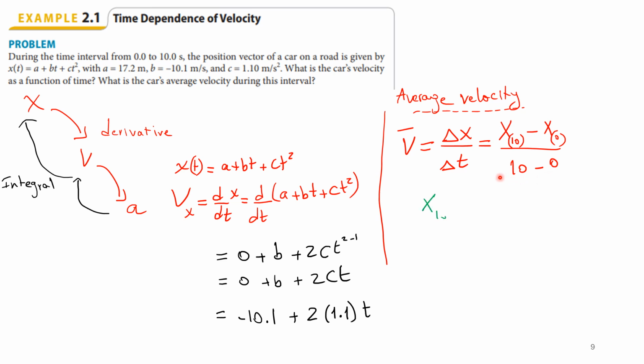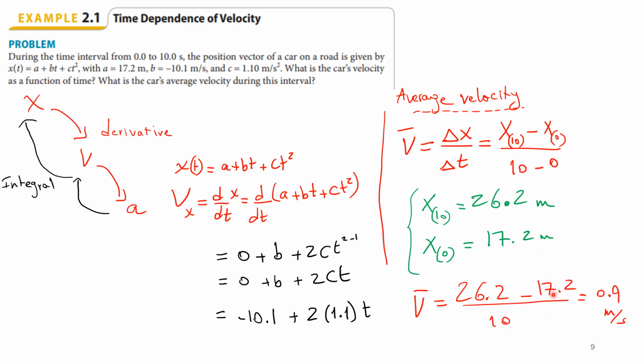So just a quick replacement, x10 by a simple calculation, you'll get 26.2, and x0, by replacing the time by 0 in this equation, you will get 17.2. Okay, and then you divide it by 10.